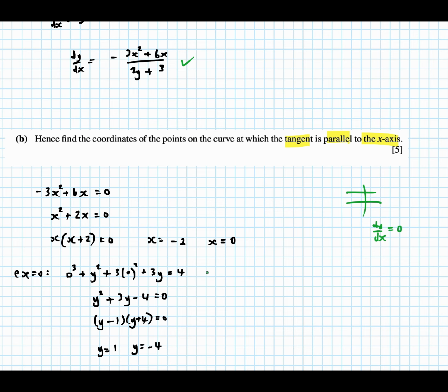Now we'll do the same for x equals minus 2. So plug it in, same thing again. Plugging it back into the original, so x cubed plus y squared plus 3x squared plus 3y equals 4. And again, similar but not the same. So y squared plus 3y equals 0. So y equals 0 or y equals minus 3. Again, you have x value of minus 2, so for these ones it would be minus 2, 0, and minus 2, minus 3. So we'll write down our full values now at the end.